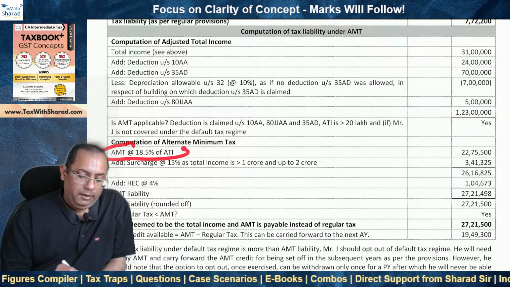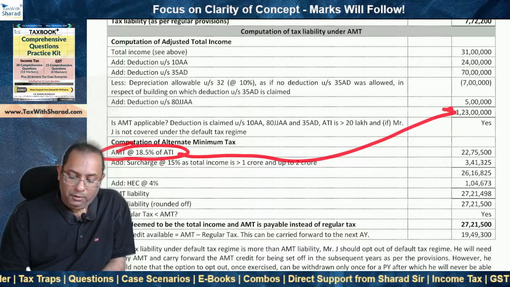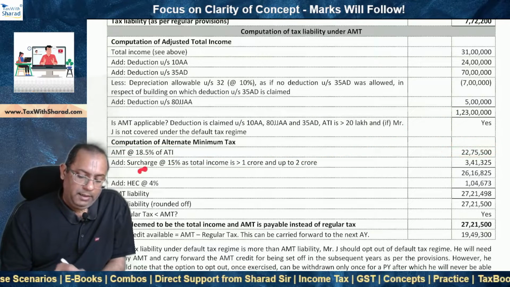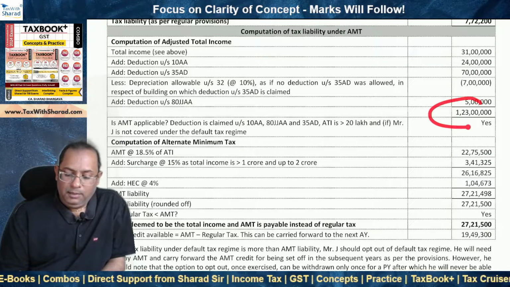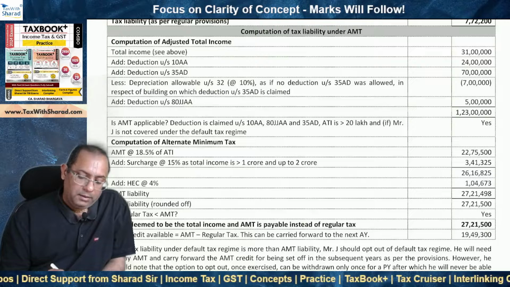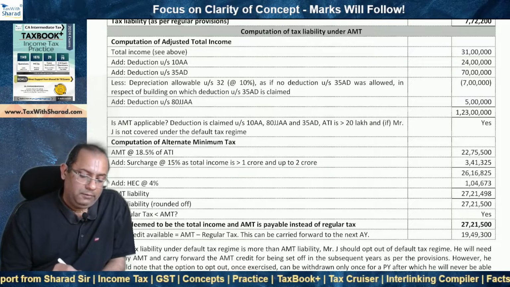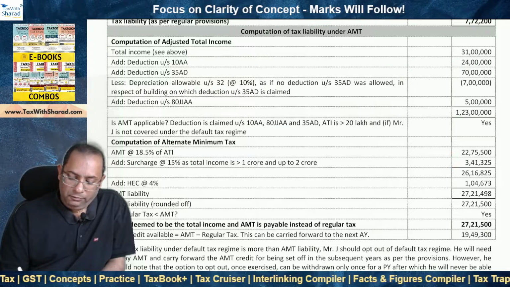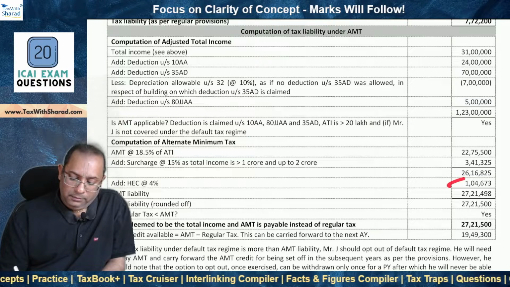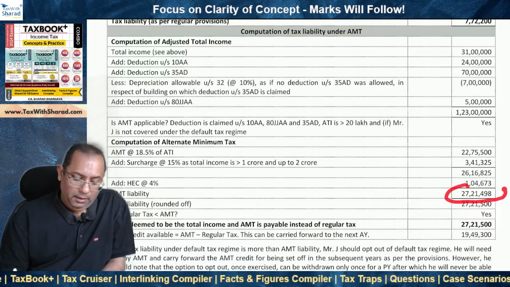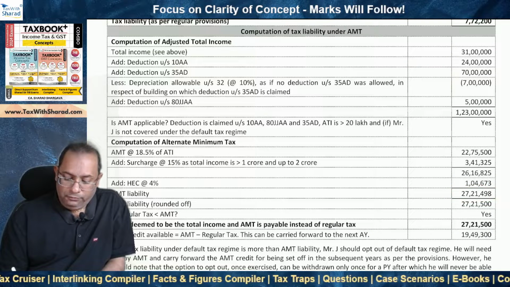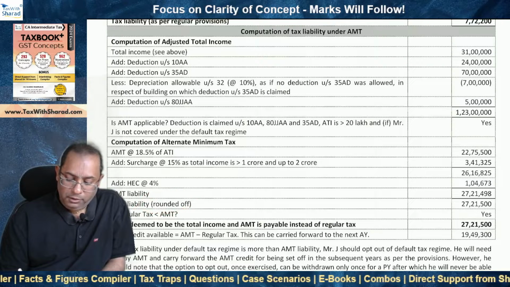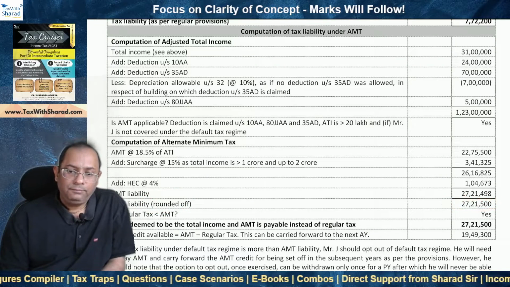It will be AMT at the rate of 18.5% of ATI. ATI is what? 1 crore 23 lakh. 18.5% will be 22,75,500, and then we add surcharge. For surcharge, we look at the amount of total income. It's 1 crore 23 lakh. Since it is more than 1 crore and up to 2 crore, the rate of surcharge will be 15%. So 15% of this will be 3,41,325. And then we add cess at 4%, and this is what we get as the AMT, 27,21,498. Since it is not rounded off to rupees 10, we need to round it off to rupees 10, which comes to 27,21,500.